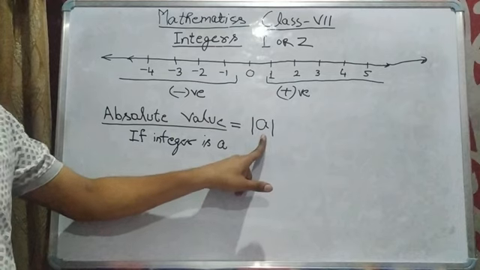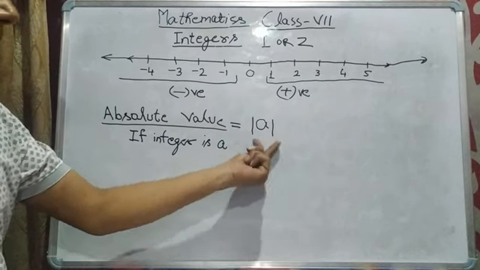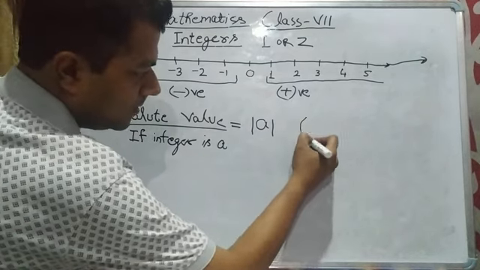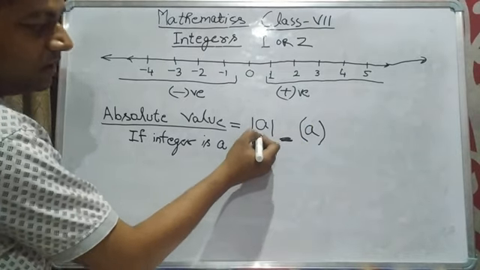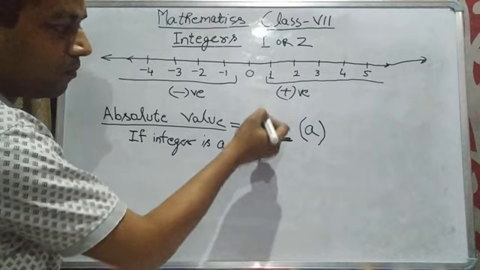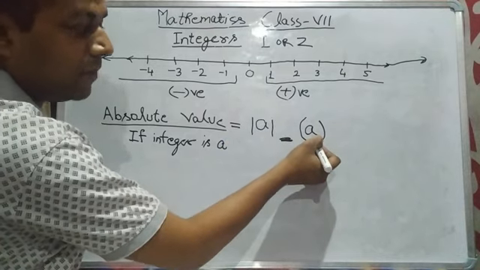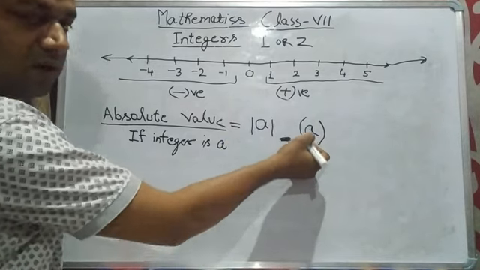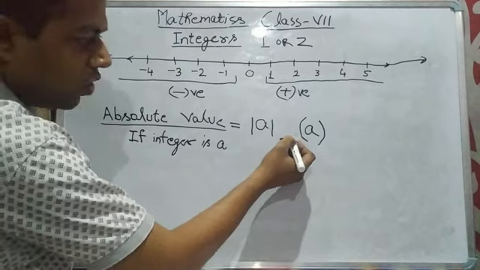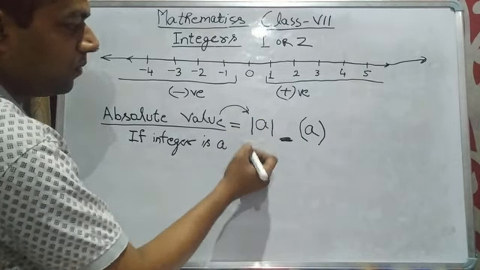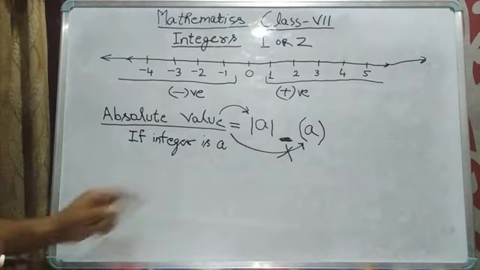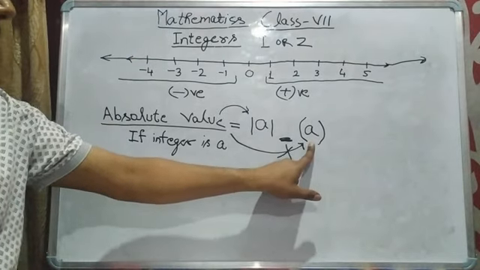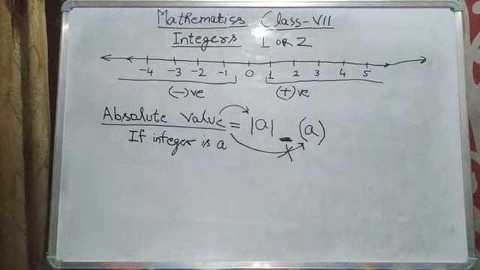It is not the bracket. You can see here, make the difference between those. This is the absolute value, the modulus sign, and this is the bracket. So keep remembering this. Most of the time students do it wrong. So this is the absolute value and this is not the absolute value. This is the integer value and this is the absolute value.